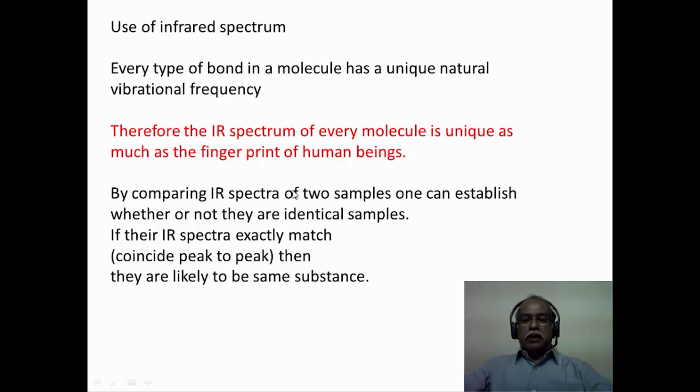By comparing the infrared spectra of two samples, one can establish very easily whether they are identical samples or not. If the infrared spectra of these two samples exactly match, in other words, peak to peak matching is happening, then the two substances are likely to be the same. It's like matching the fingerprint of human beings to identify human beings. One can match the fingerprint regions of the infrared spectrum of two samples, and if they match exactly on top of each other, then we can consider these two samples to be identical samples.